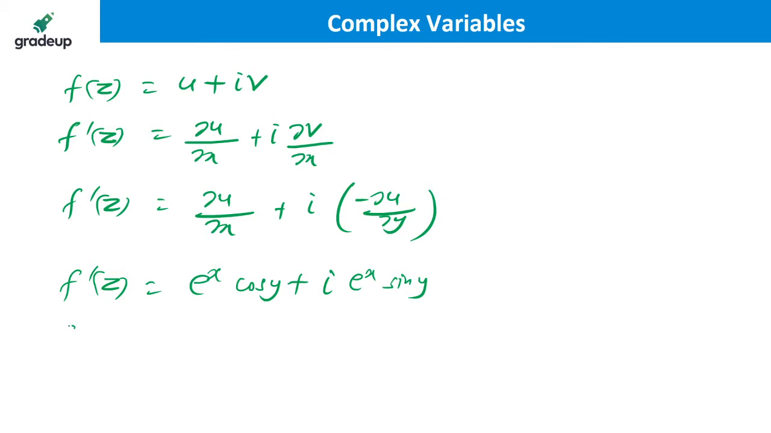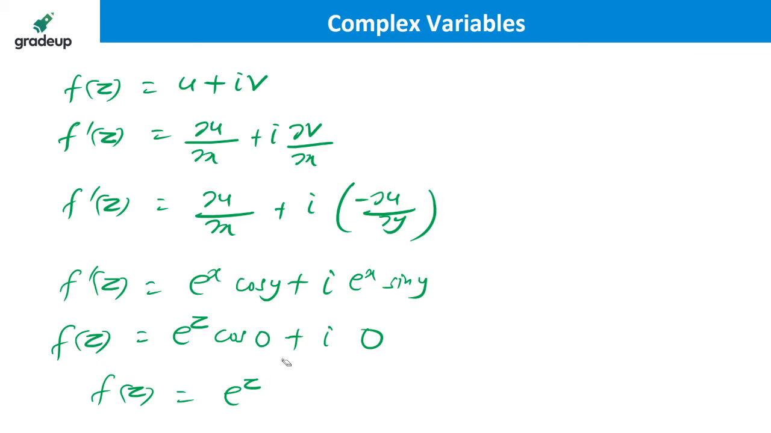Now what is the working rule? By Milne-Thomson method, x will be replaced by z and y by 0. So I have got e raised to z cos 0, and then I have got i e raised to x sin y. So if I integrate this e raised to z, I will get e raised to z plus c.